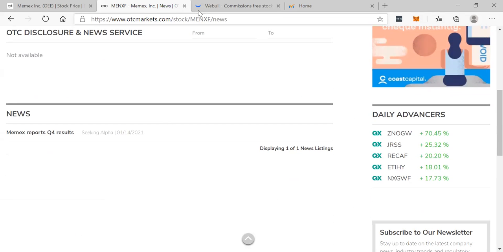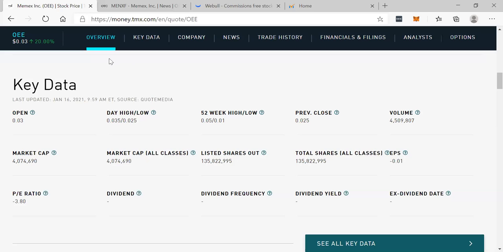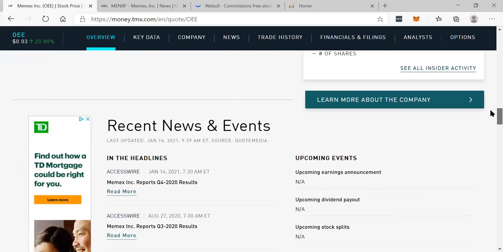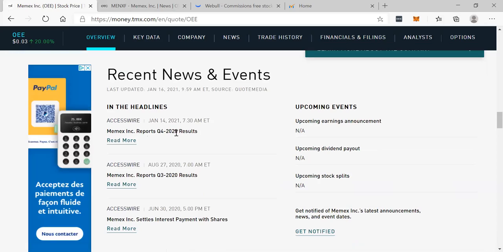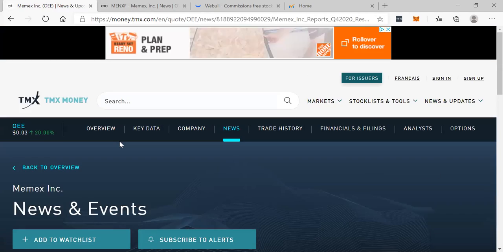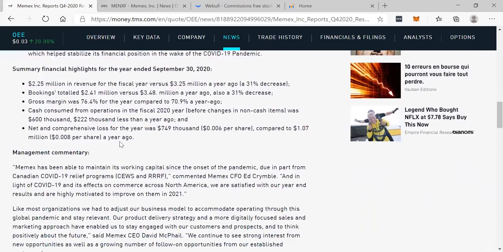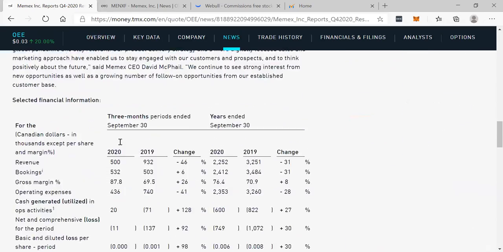No news here on OTC Markets. If we go to look at the key data on TMX Money, once again, you can see a 4 million market cap, just a baby market cap here. So very interesting company. And I think that there's some potential here for some upside. And if there is, we need to be on top of it. We need to be aware of it and we need to be prepared for it.